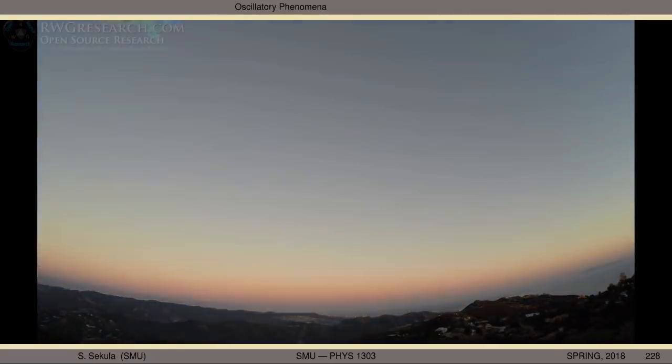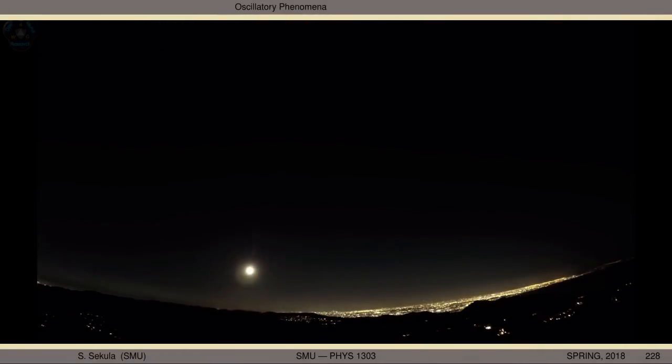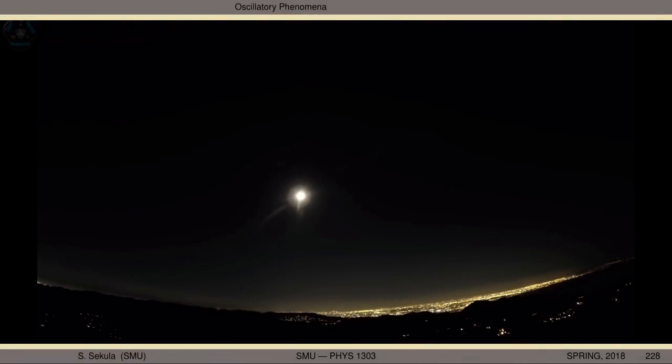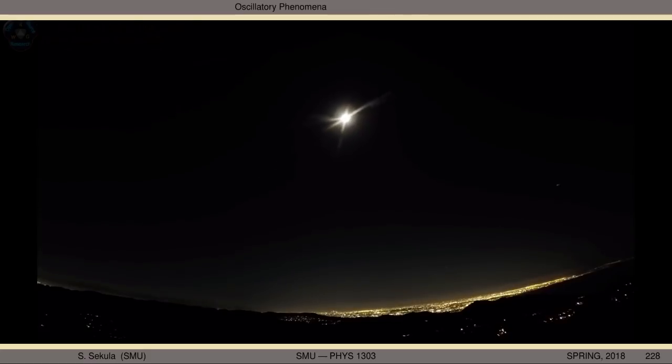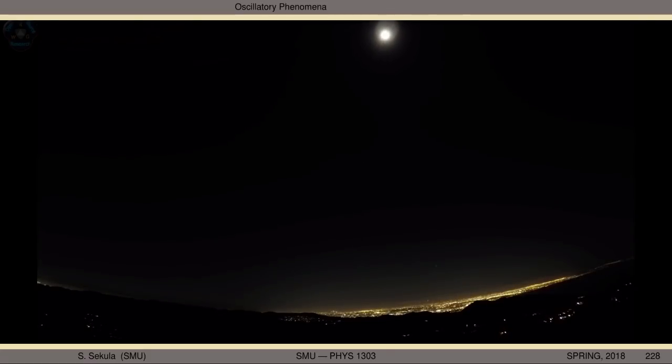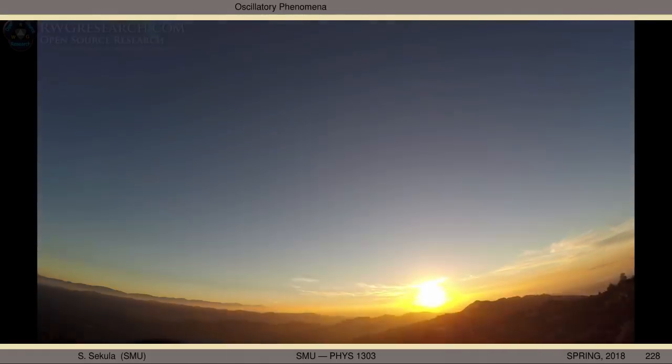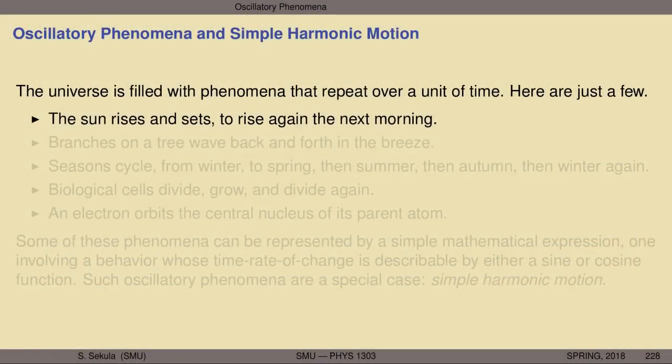The universe is utterly filled with phenomena that repeat over a unit of time. Here are just a few. Some are extremely familiar. The sun rises, the sun sets, and it rises again the next morning. This is what is called a periodic phenomenon, one with a very predictable unit of time over which it occurs. We're used to the cycle of the sun rising and setting and rising again happening over about 24 hours.